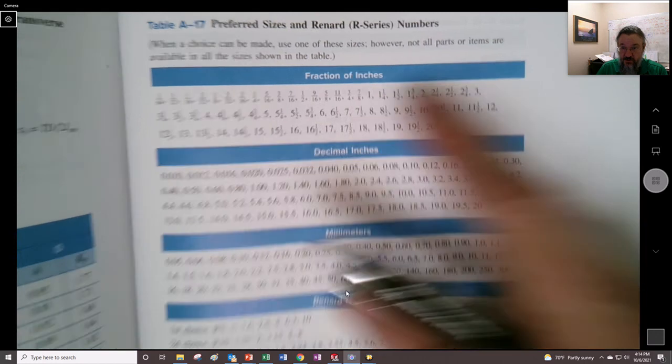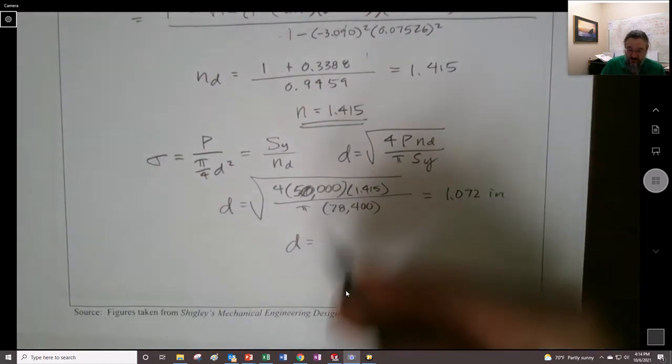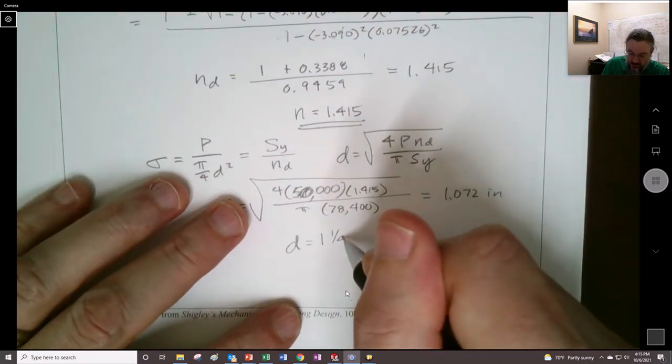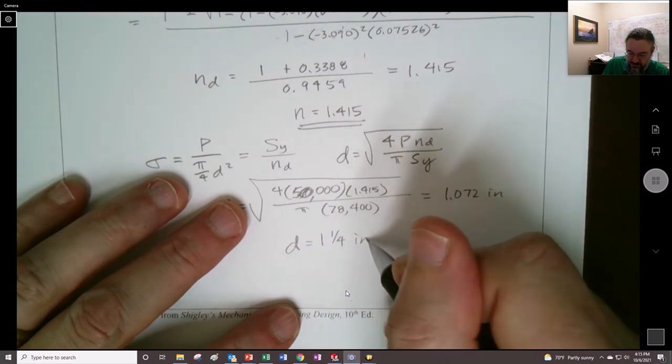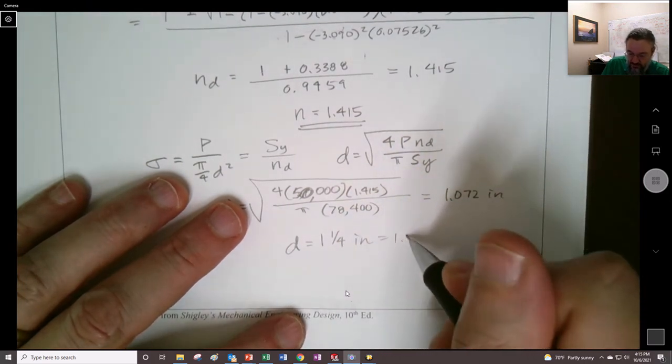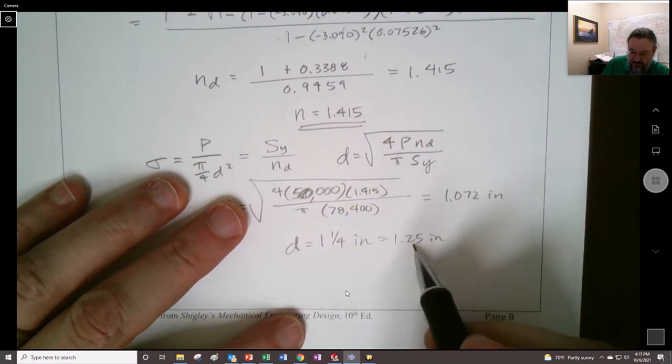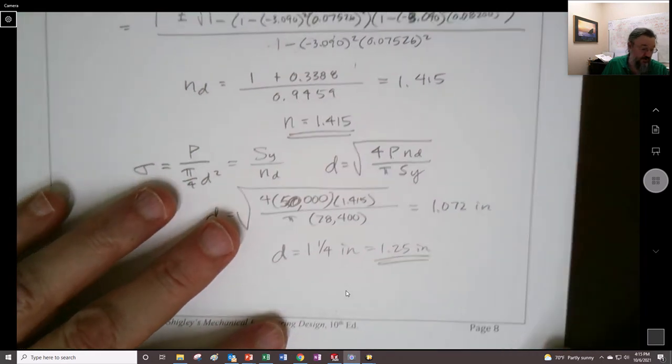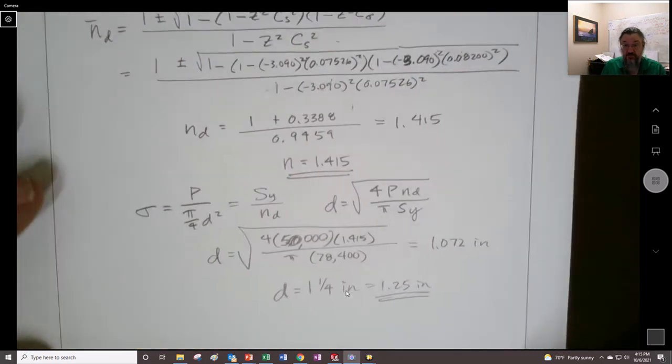I decided to go with 1 and 1/4 again. So 1 and 1/4 inches, which is 1.25 inches, whichever way. I prefer to write it that way. So there's the answer. You get the idea.